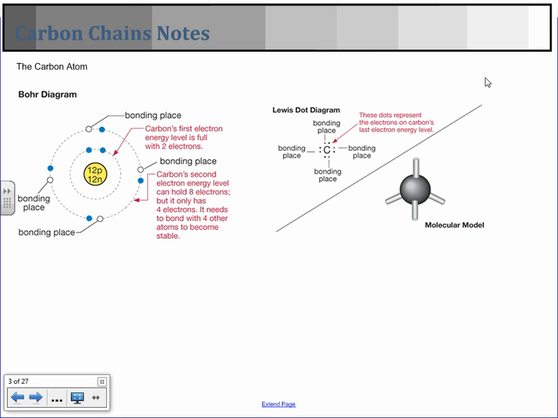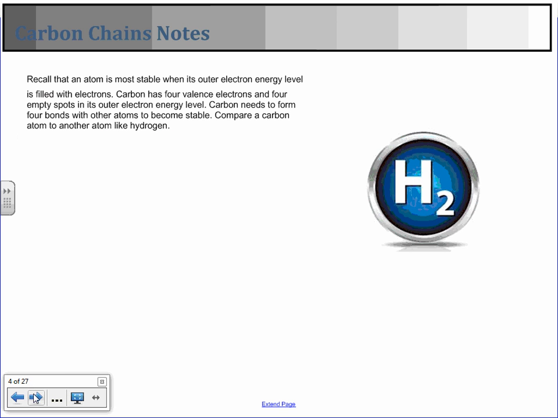Compare that here to this Lewis dot diagram. Again, there are 4 bonding places, and here with the molecular model, we've got 4 more bonding spots. Recall that an atom is most stable when the outer energy level is filled with electrons. Carbon has 4 valence electrons and 4 empty spots in its outer energy level. Carbon needs to form 4 bonds with other atoms to become stable.